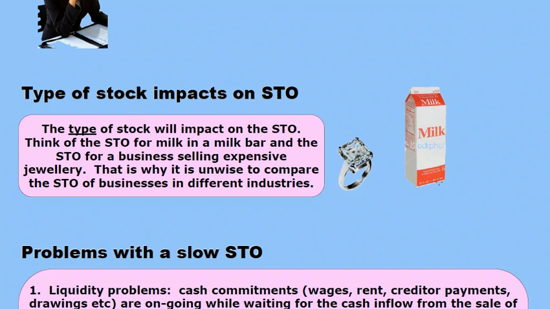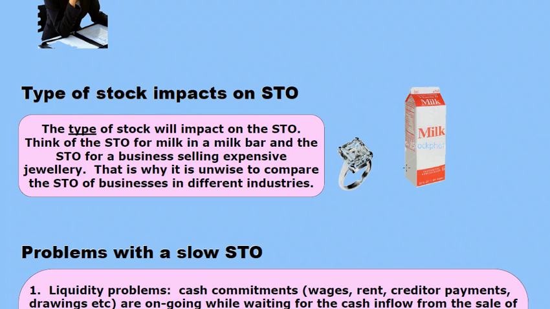It's also worth noting that the type of stock will impact on the stock turnover. Look at these two examples. A business that sells expensive jewellery and say a milk bar selling milk. The stock turnover for the business selling the expensive jewellery would be much less than the milk bar selling the milk because of the nature of the stock. So the type of stock will impact on the stock turnover.